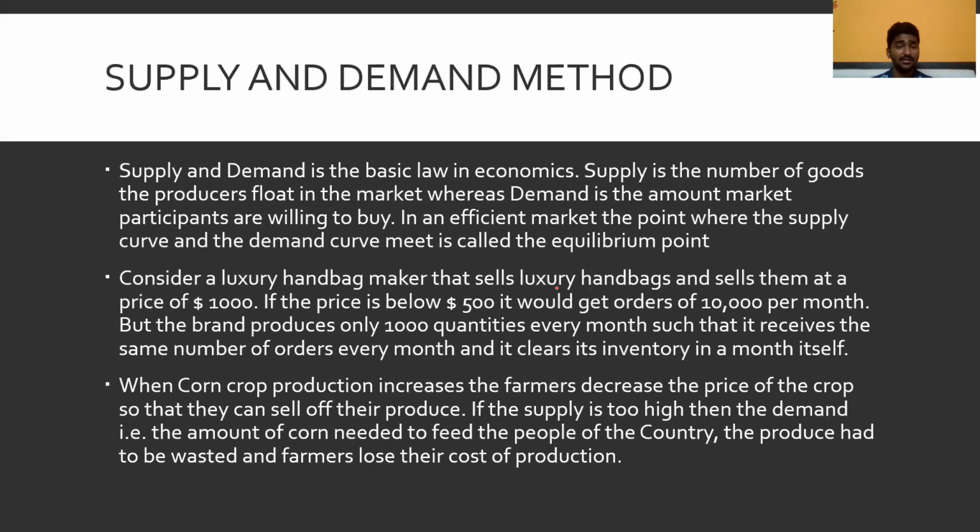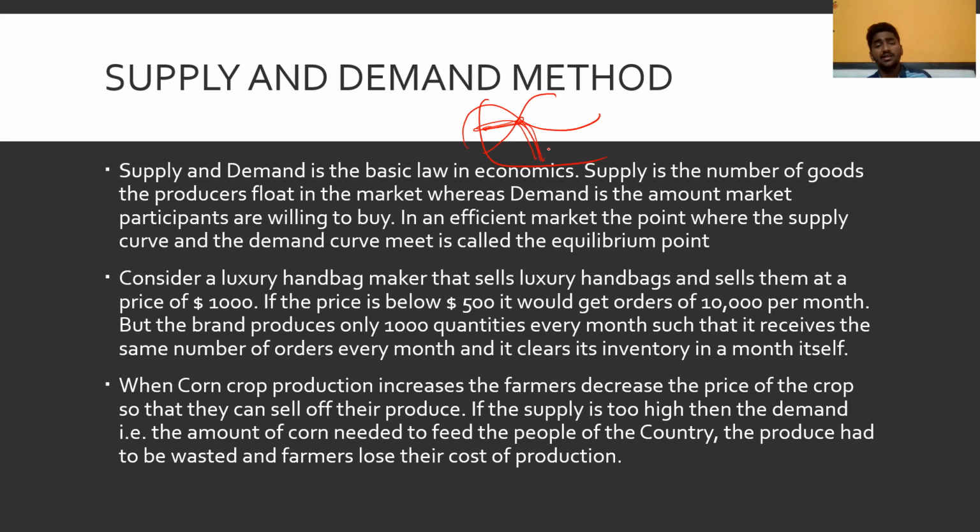Supply and demand. Supply and demand is a basic law in economics. Supply is the number of goods that producers float in the market, whereas demand is the amount market participants are willing to buy. In an efficient market, the point where the supply curve and the demand curve meet is called the equilibrium point.